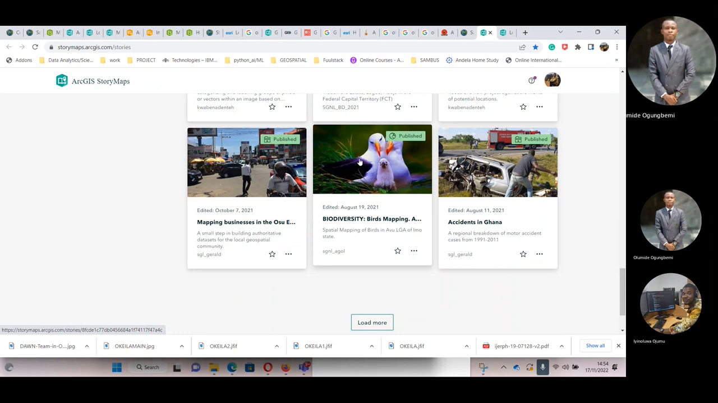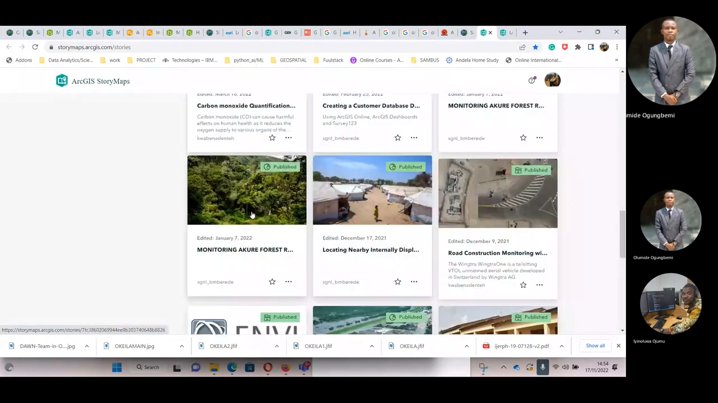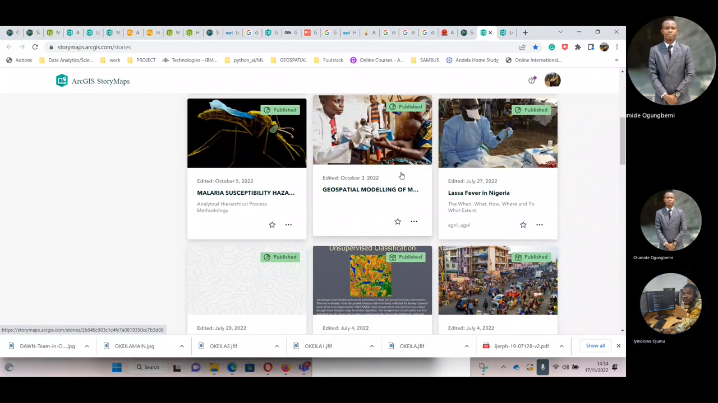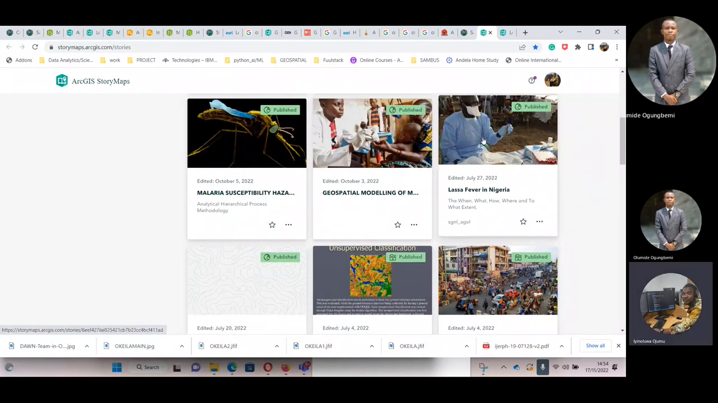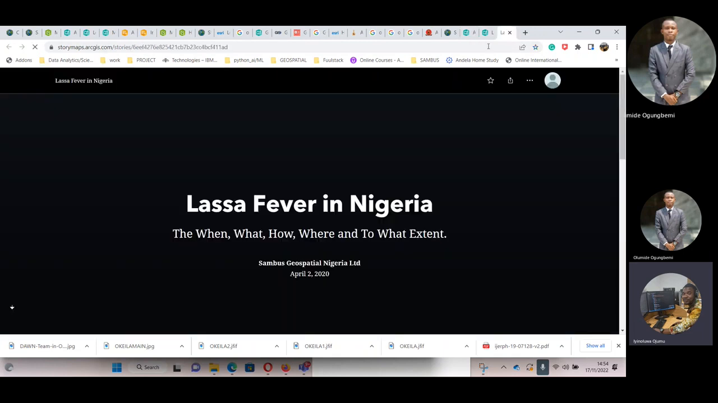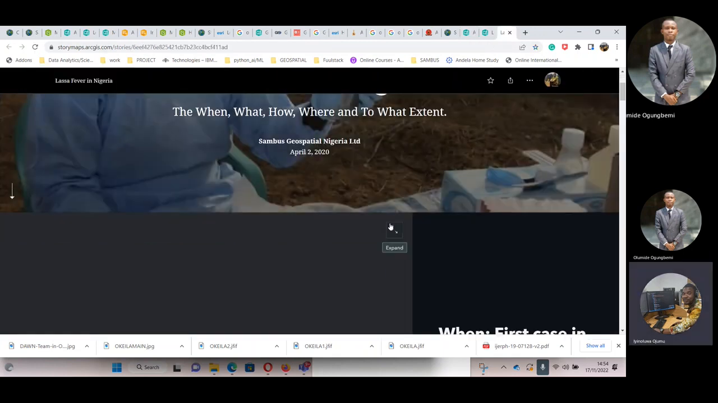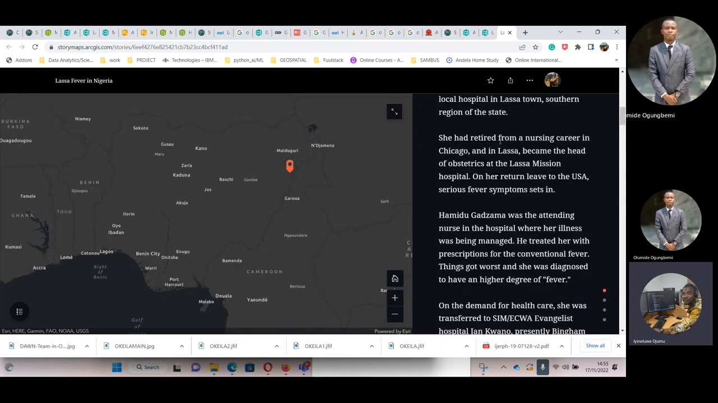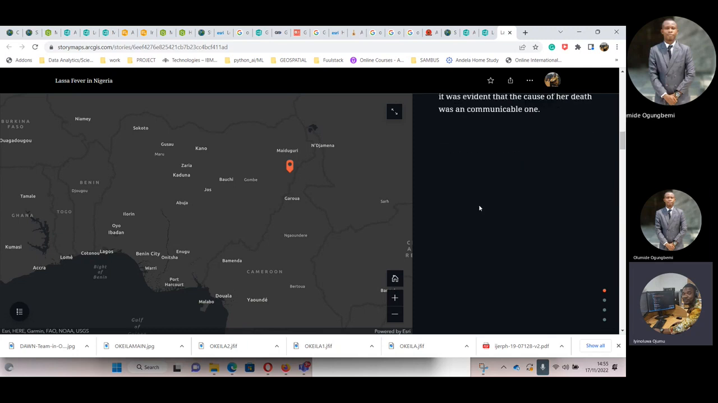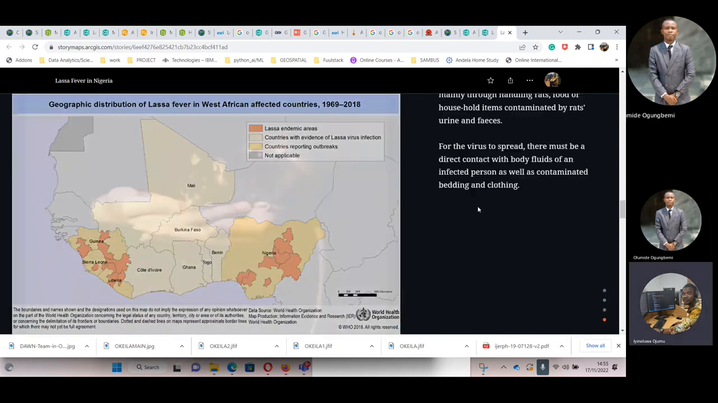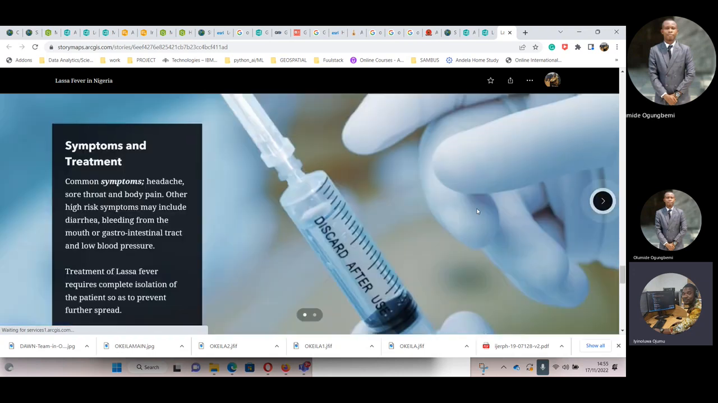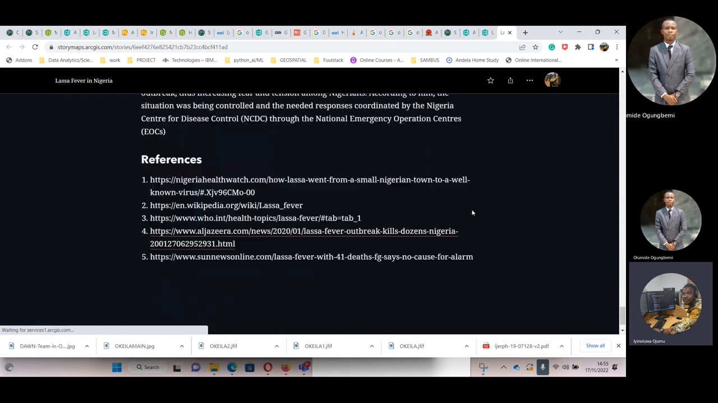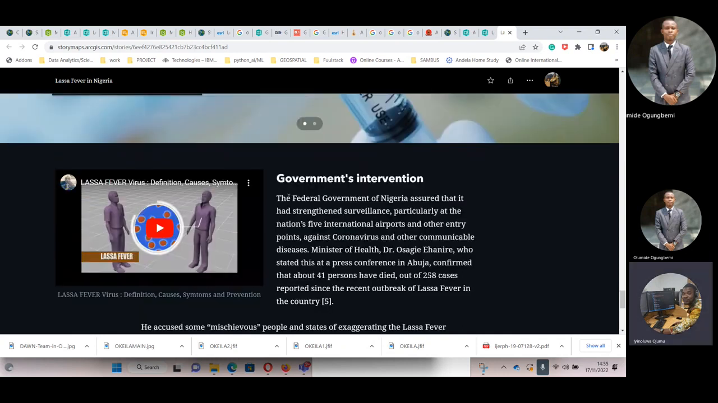Another one is about Lassa fever in Nigeria. This is another one talking about the outbreak of Lassa fever in Nigeria. You can see we are trying to talk about the first case, how it happened, where it happened from, and what Lassa fever is. So with the ArcGIS Story Map, you can tell your story, organize it, and share it. The good thing about ArcGIS Story Map is that you can share it.